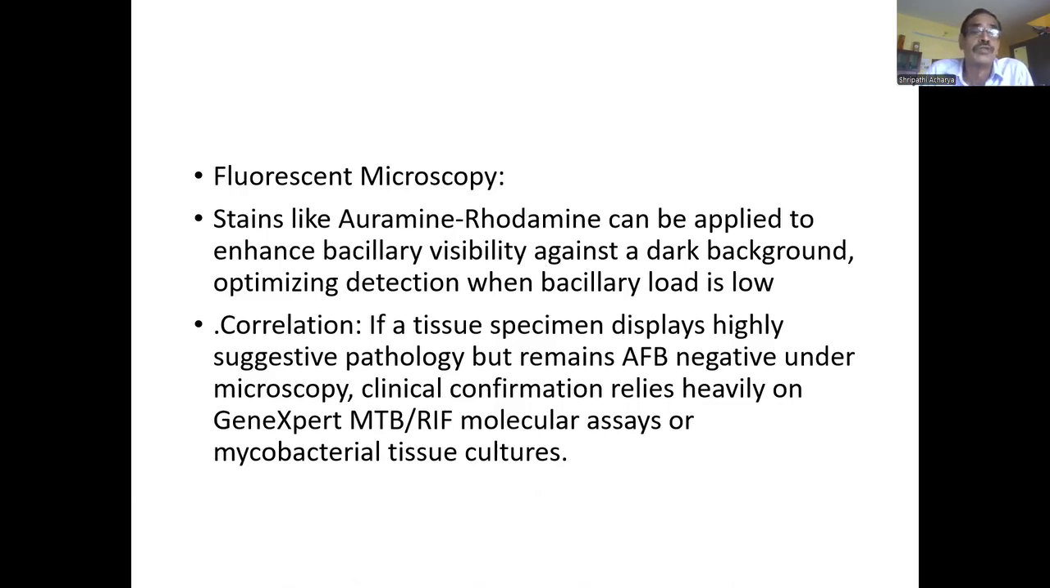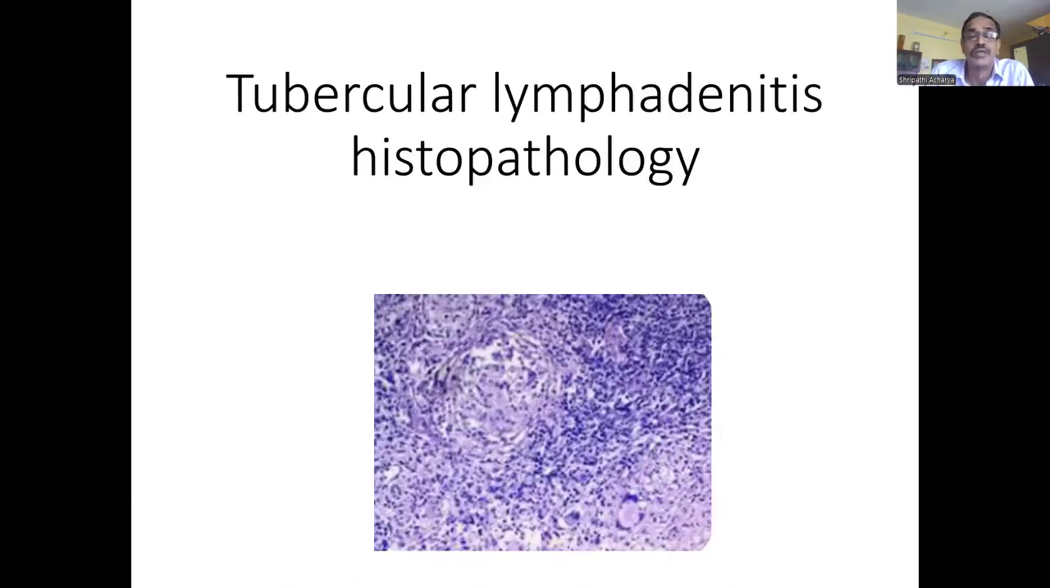Fluorescent microscopy. Stains like auramine and rhodamine can be applied to enhance bacillary visibility against a dark background, optimizing detection when bacillary load is low. Correlation: if a tissue specimen displays highly suggestive pathology but remains AFB negative under microscopy, clinical confirmation relies heavily on GeneXpert MTB/RIF, molecular assays, or mycobacterial tissue cultures. Another slide of tubercular lymphadenitis.